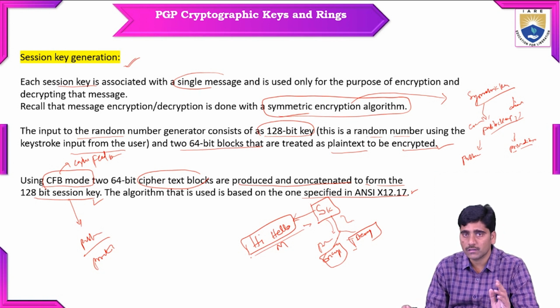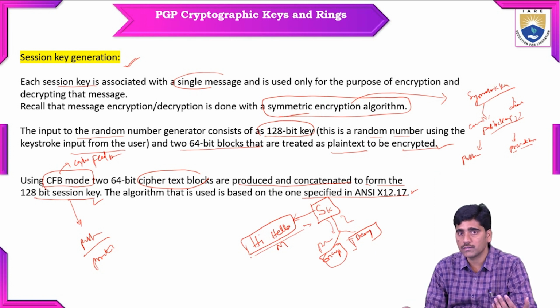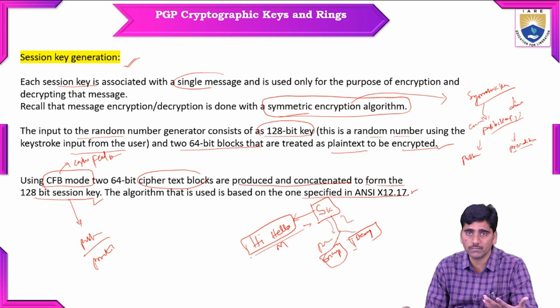When the same key is used for both encryption and decryption, it is said to be a symmetric key. But if we use the public key for encryption and the private key for decryption, then we say it is an asymmetric key. The session key generation is only for the generation of the public and private keys.